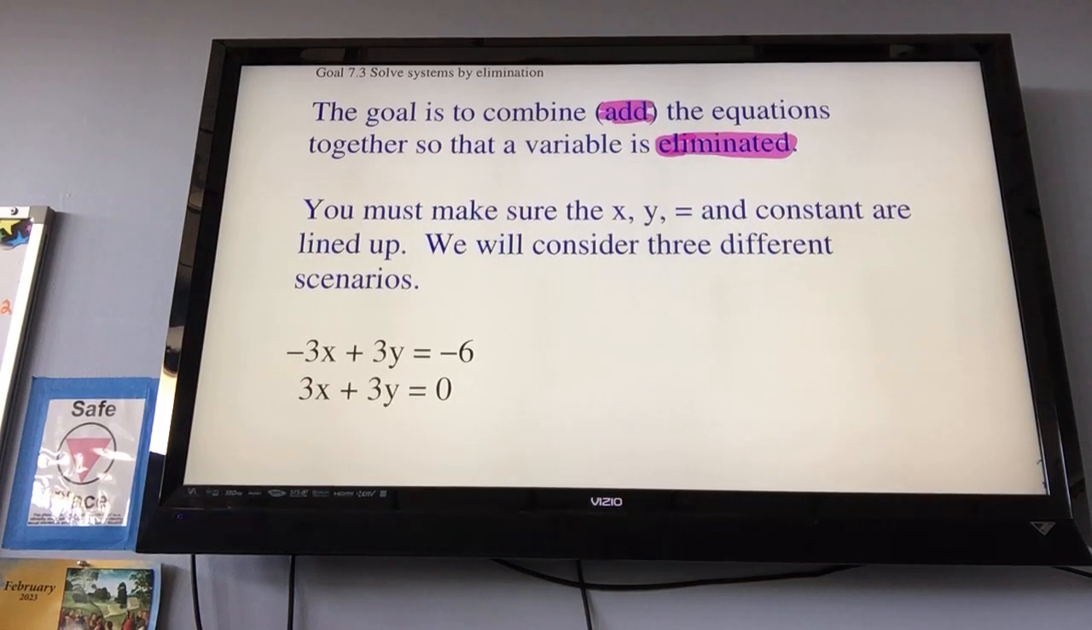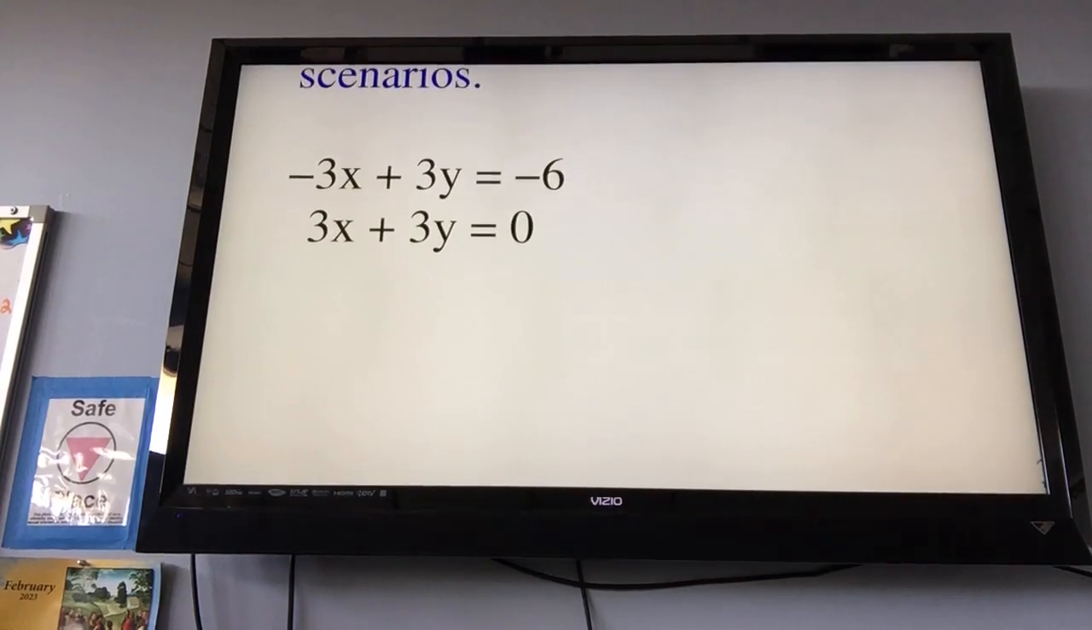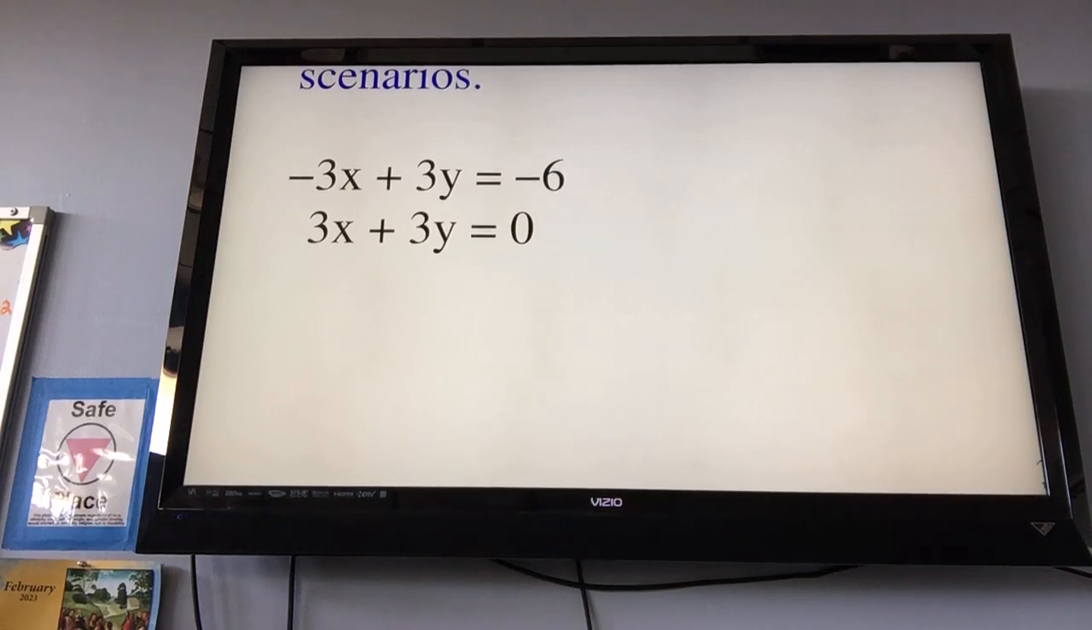Your goal, though, is the same every question. You want to add the equations together and something drops out. Now, what's going to make something drop out when you add it together? You get 0. So like if I have 2 and -2, 7 and -7, 12 and -12, 24 and -24. Something that is opposite numbers gives me 0. That's what makes it be eliminated. It's gone, okay?